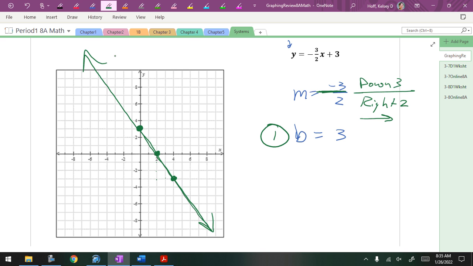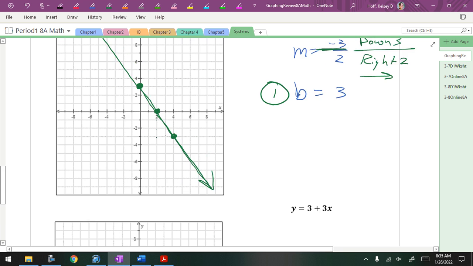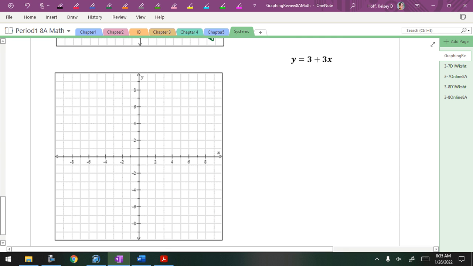Okay, we got one more. I tried to trick you on this one. Can anybody tell me how I tried to trick you, Marilyn? What's different about this equation than the one up above? Your slope and your y-intercept are going to be the same, but do you guys notice I put the x second? Don't change that. That is still your slope. So your slope is 3/1, and your y-intercept is 3.